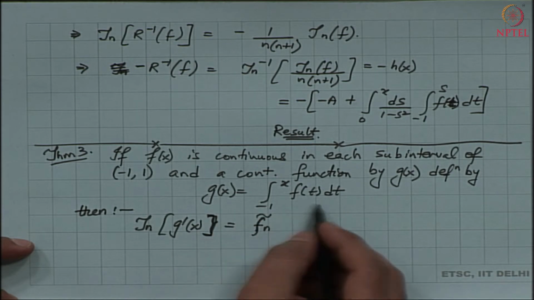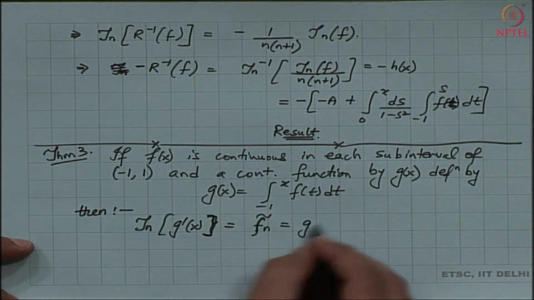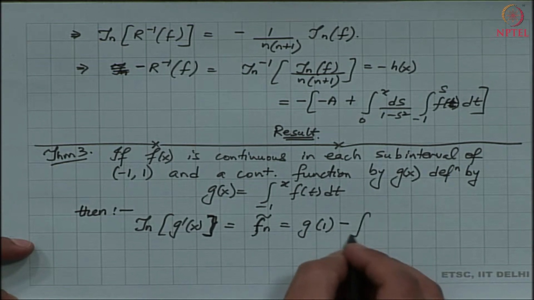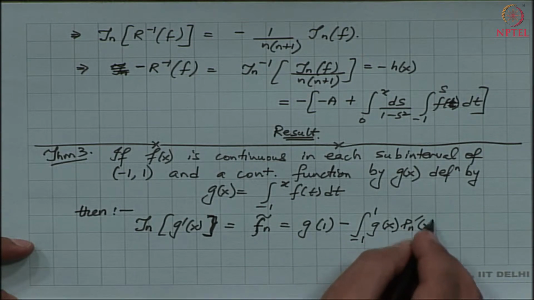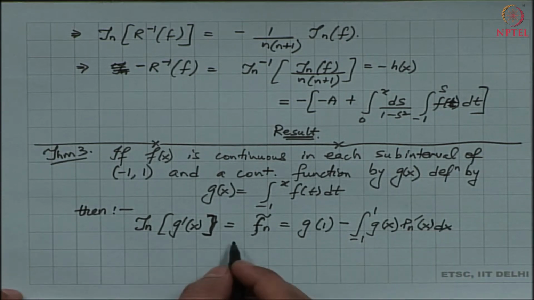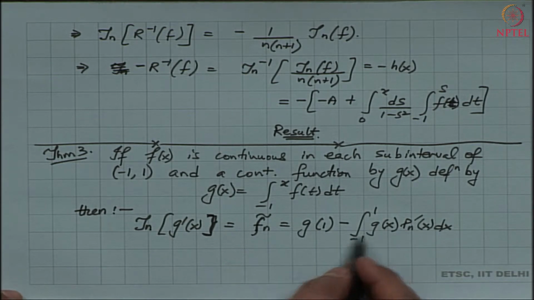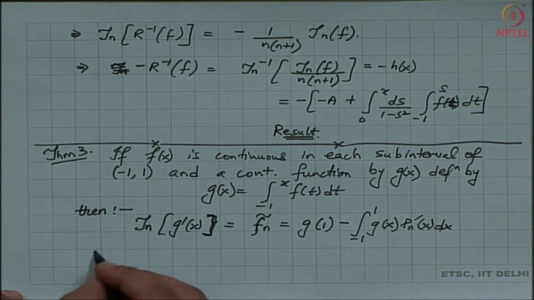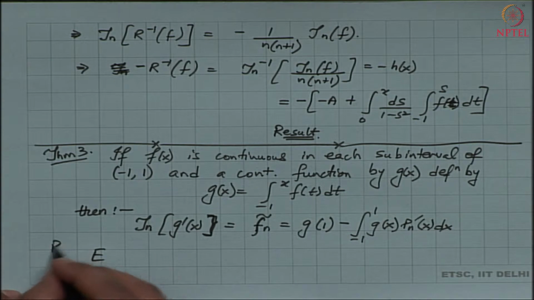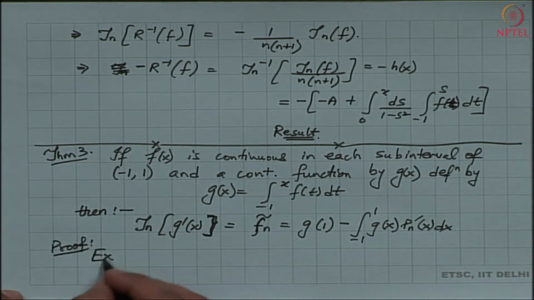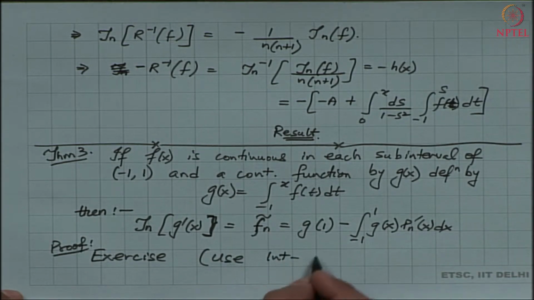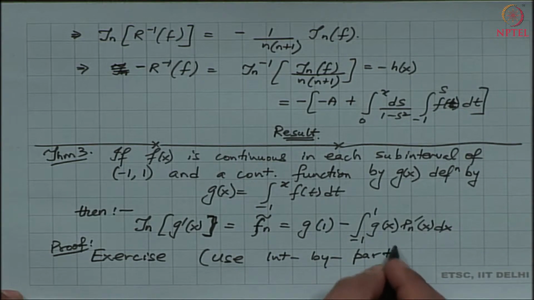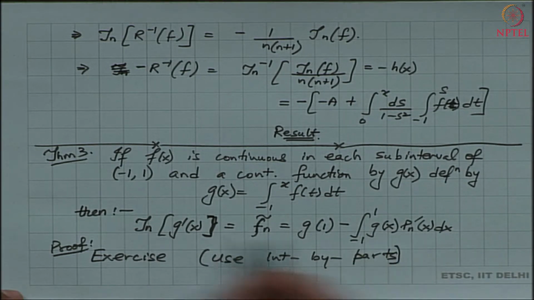We can see that from the definition of g, and this is also equal to g of 1 minus the integral from minus 1 to 1 of g of x P n prime of x dx. Now, to show this result, the form of the result shows that we have to use integration by parts. So, I would rather leave the proof of this theorem to the students to see that this is indeed the case. You need to use integration by parts to come to this conclusion given by the theorem.